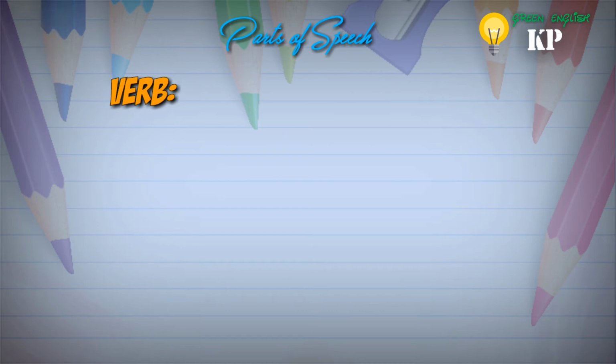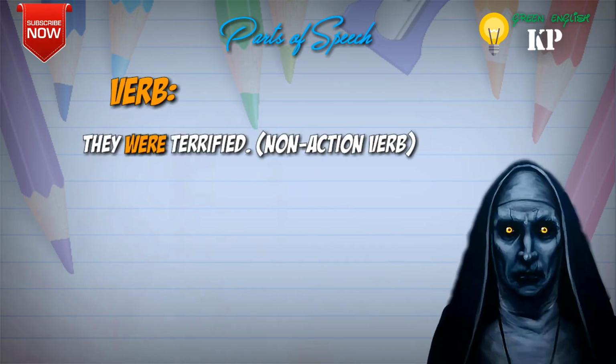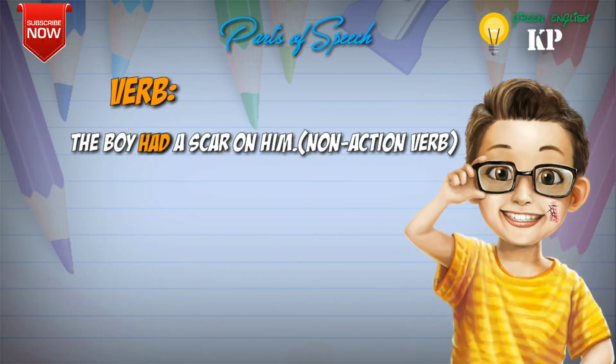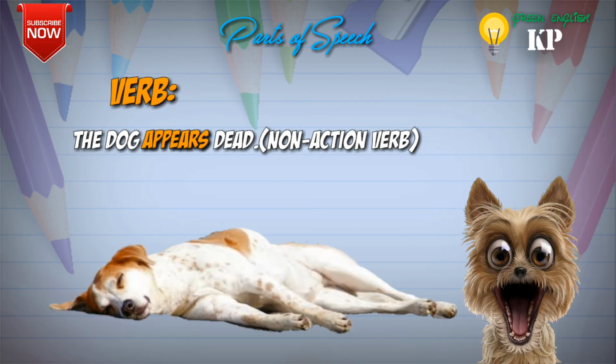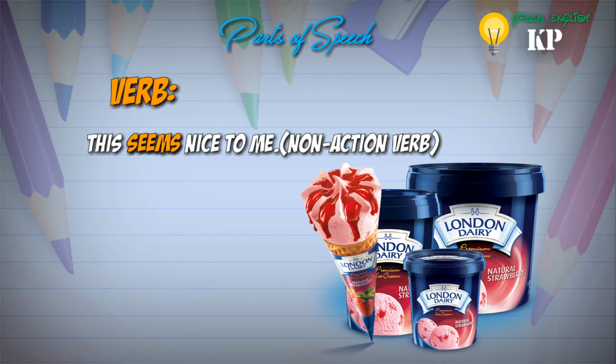Examples for non-action verbs. This is an umbrella, non-action verb. They were terrified, non-action verb. The boy had a scar on him, non-action verb. The dog appears dead, non-action verb. This seems nice to me, non-action verb.